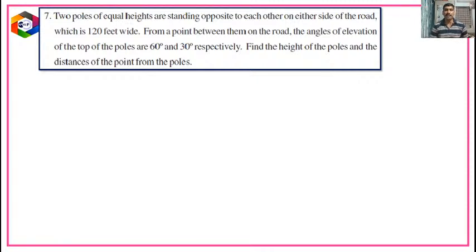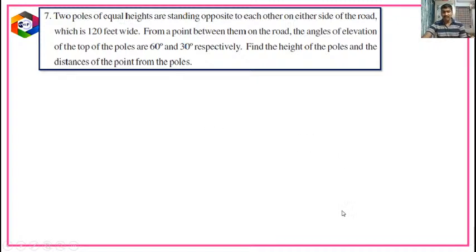From a point between them on the road, the angle of elevation of the top of the pole is 60 and 30. Somewhere in the middle, one person observed these two poles' angles of elevation. One pole is observed at an angle of elevation 60 and the other at 30. Find the height of the pole and the distance of the point from the poles.